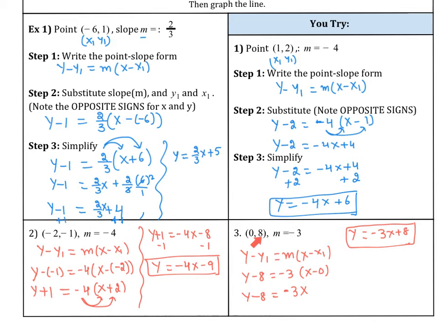For number 3, x1, y1 is 0, 8. You're plugging in 0 for x1 here, y1 is 8, and m is negative 3. Distribute, or just remember this is going to be just x minus 0 is x. So negative 3 times x is negative 3x. Add 8 on both sides, and you're going to get the equation y equals negative 3x plus 8.